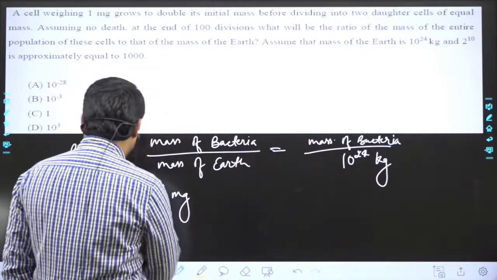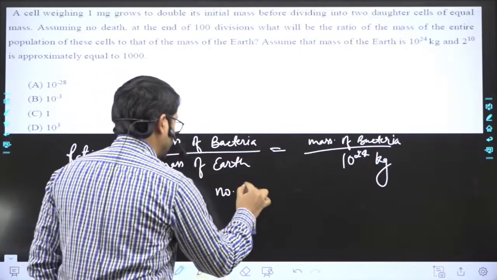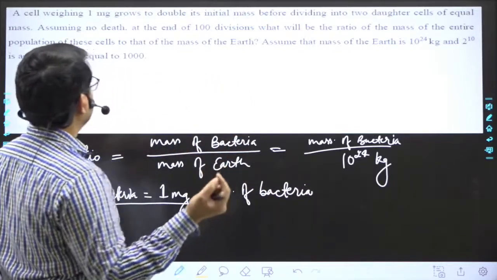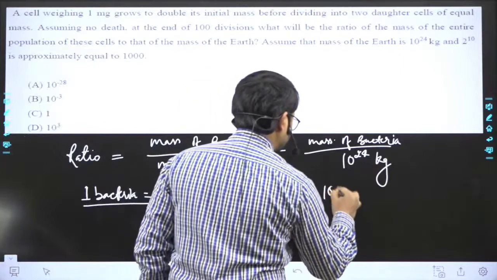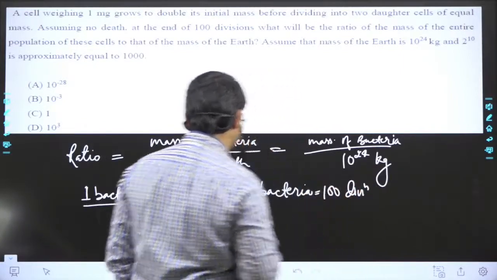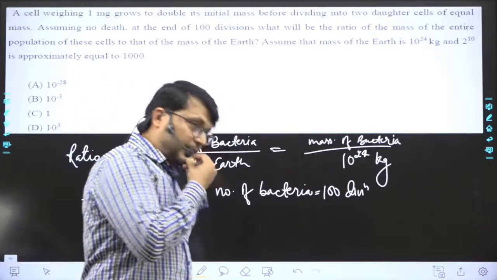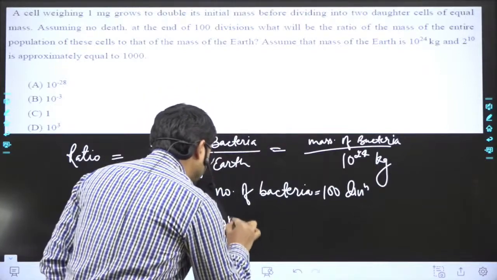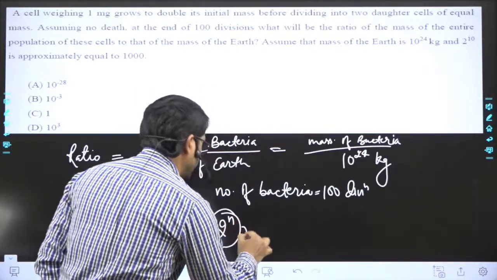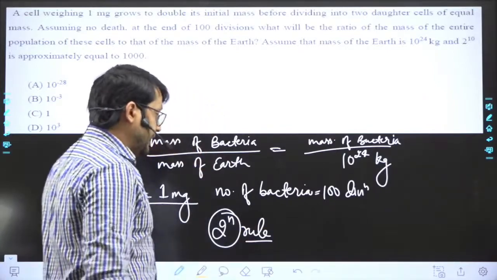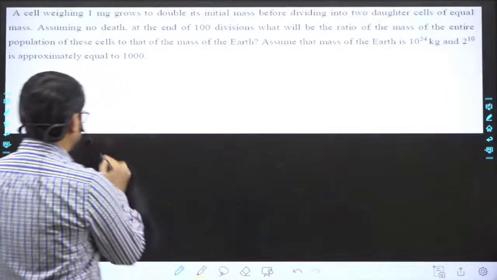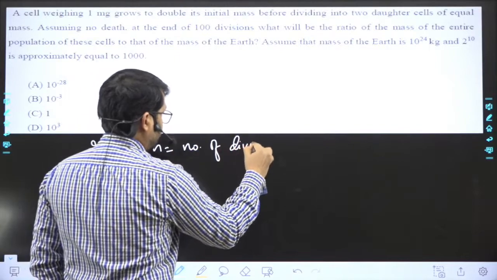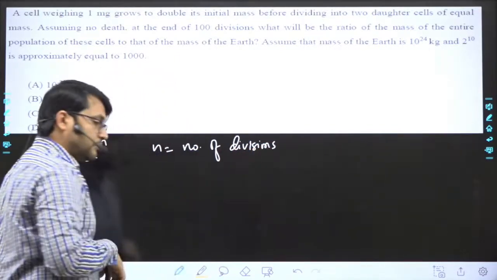So what we actually have to find out is the number of bacteria after how many divisions? 100 divisions. Now let me tell you, when we look at the bacterial growth curve, the bacterial division follows the 2 to power n rule, right? Where n is equal to the number of divisions.